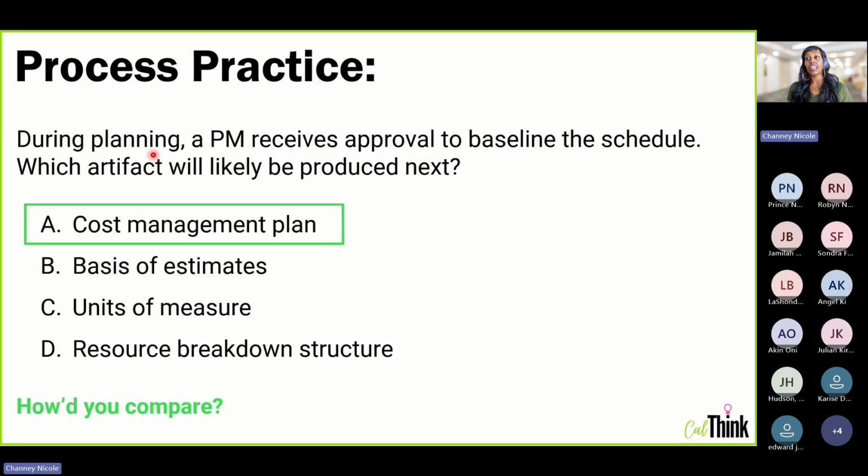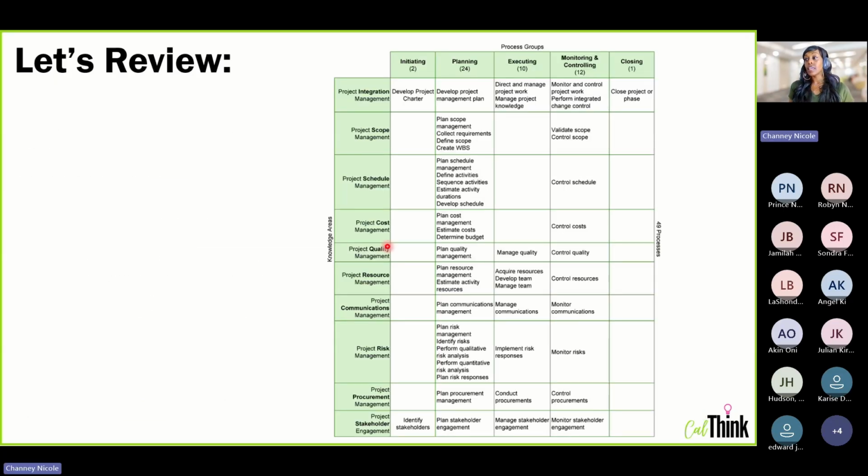But if you read the question and you really want to pay attention to what PMI is asking you, it says during planning, a project manager receives approval to baseline the schedule. So if he or she has already received approval to baseline the schedule, that means that they have already completed all these processes above it, according to PMI logic. That means they already sequenced the activities, they've already gathered and defined their activities, and they've already done all the scope work. They've created their WBS, they've created their scope baseline.